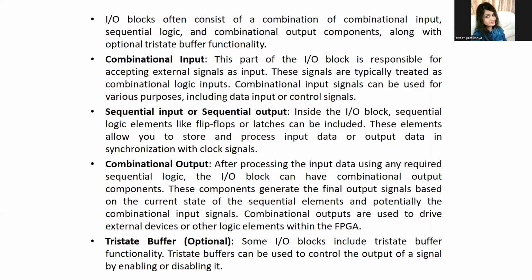So in short, we learn in this slide that input output blocks often consist of combinational input, sequential logic, and combinational output, along with optional tri-state buffer functionality. Combinational input is responsible for accepting external signals as input. Sequential input and output contain flip-flops or latches to store data, and are also used to synchronize the input or output data with the clock signals. Apart from that, the input output block can have combinational output, which generates the output signal based on the current state. And optionally, we have the tri-state buffer.